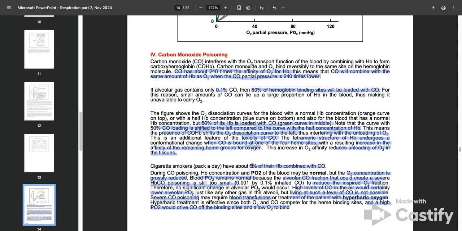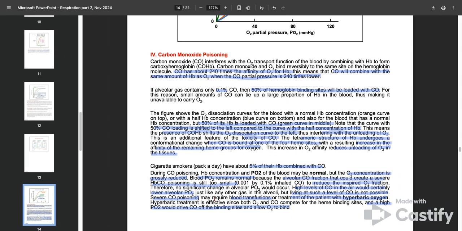Cigarette smokers have about 50% of their hemoglobin bound with carbon monoxide, and this is going to give you the poisoning. So what's going to happen? The oxygen concentration is going to be grossly reduced. The blood partial pressure of oxygen is going to be normal. The alveolar carbon monoxide fraction is still going to be low, so you're still going to have normal partial pressure of oxygen in the alveoli. However, in the blood, it's going to be reduced, all right?